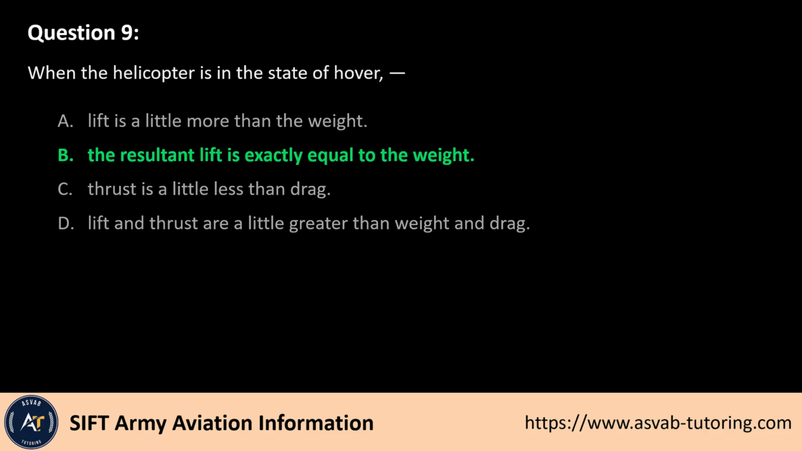The answer is B. When a helicopter is in a hover, the resultant lift is exactly equal to the weight. In this state, the helicopter remains stationary because the lift generated by the rotor blades perfectly balances the weight, and thrust equals drag, resulting in no vertical or horizontal movement. The other options describe conditions that would cause the helicopter to ascend, descend, or move.